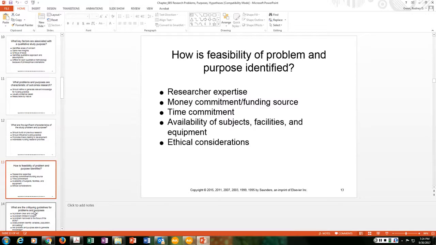So how is feasibility of the problem and purpose identified? Well, we talked about this in a previous slide, looking at the researcher's expertise. Do they have the education to conduct a particular type of study that they're proposing or that they actually completed? Did they have the money commitment? Do they have a funding source? Was there appropriate time allowed to conduct the study? Do they have available subjects, proper facilities and equipment? And are there any ethical considerations that would support their doing the study or counter their doing the study?